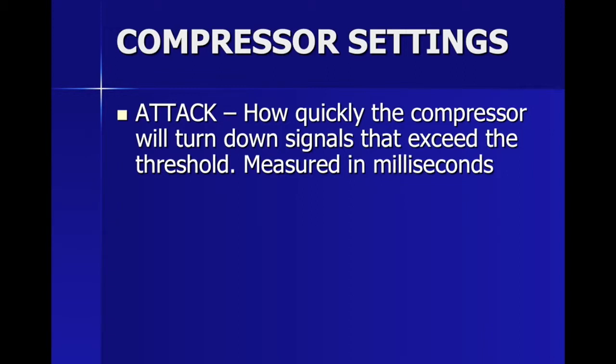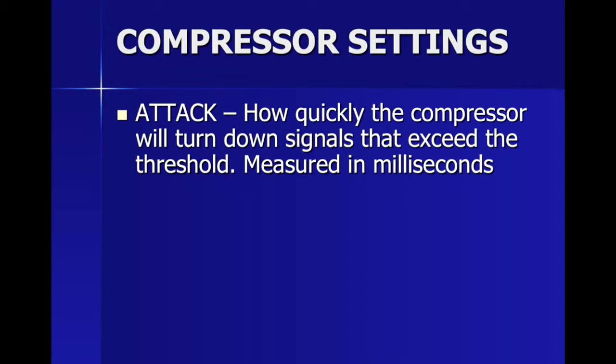So attack, we use that if we want a little bit of the attack transient to sneak through. So let's say we're compressing a snare drum. Now we may want to compress that snare because it's got a lot of dynamic range, but if we start compressing it immediately, we lose that attack of the sound that really defines what it is. So we can set the attack time to be a little bit slower so that the first part of that snare drum sound can sneak through and we can hear it as, oh, that's a snare, but then it gets turned down, usually pretty quickly.